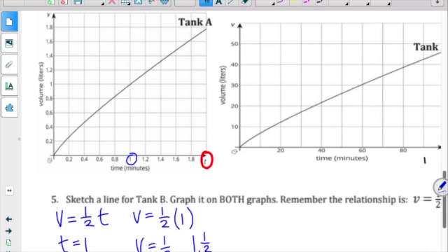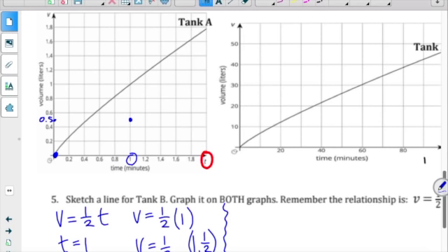Okay, so I'm going to graph that. I'm going to go over 1 and up to 1/2. 1/2 is going to be 0.5 right here. Okay, so over 1, up 0.5. And it's proportional, so it always goes through the origin. There's my second dot.